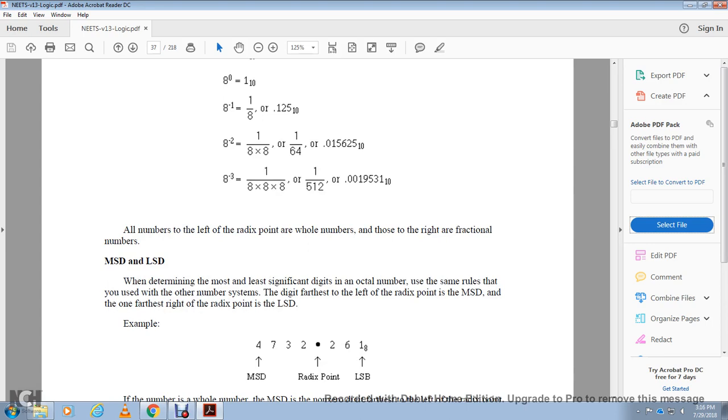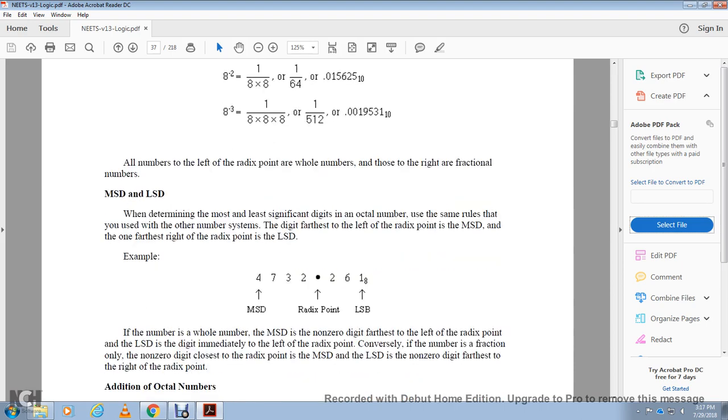All numbers to the left of the radix point are the whole number, and those to the right are the fractional number. In an octal number, the most significant digit is the digit farthest to the left of the radix point, and the least significant digit is the one farthest to the right. So the most significant digit, the radix point, and the least significant digit. In a whole number, the most significant digit is the farthest to the left, and the least significant digit is immediately to the left of the radix point.